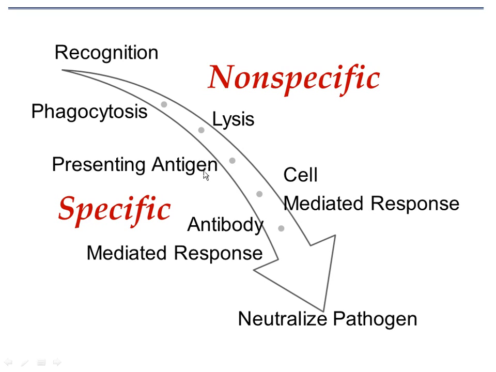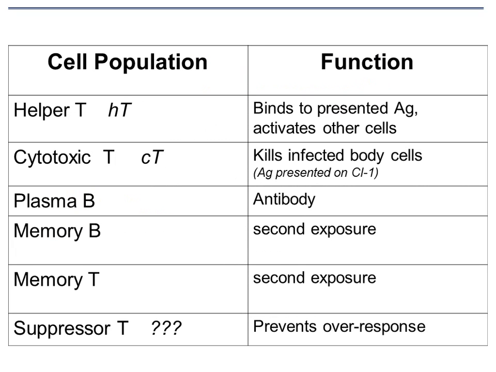At that point, we're going to activate two processes. One is the cell-mediated response, and the other is the antibody-mediated response. The goal of all these steps is to neutralize the pathogen, to get the pathogen out of your body and to prevent it from causing signs and symptoms. In lecture, we went over all the cells, so you should have an understanding of each cell type and what its function is as part of the story. If you missed that, you want to stop and review.